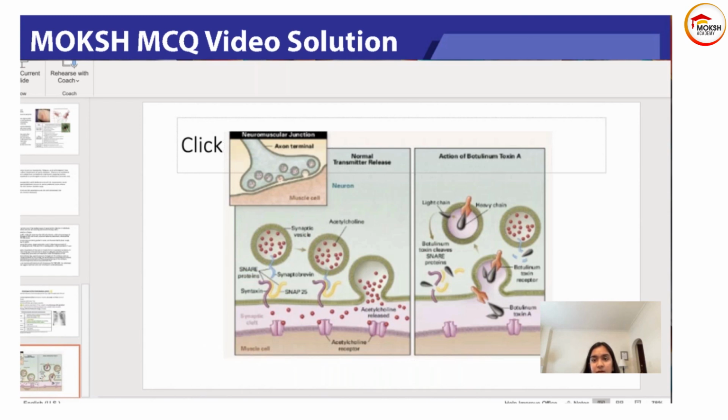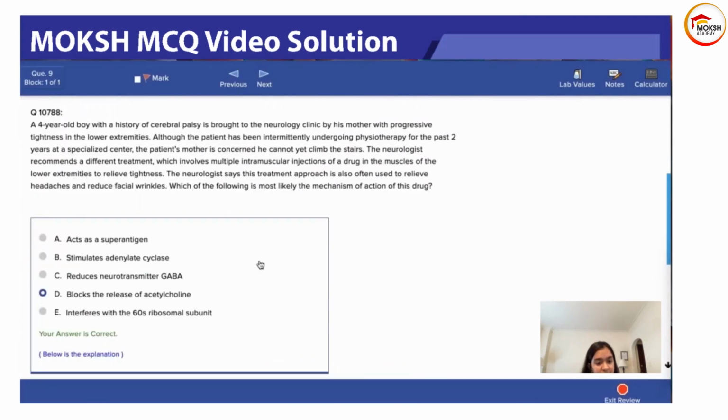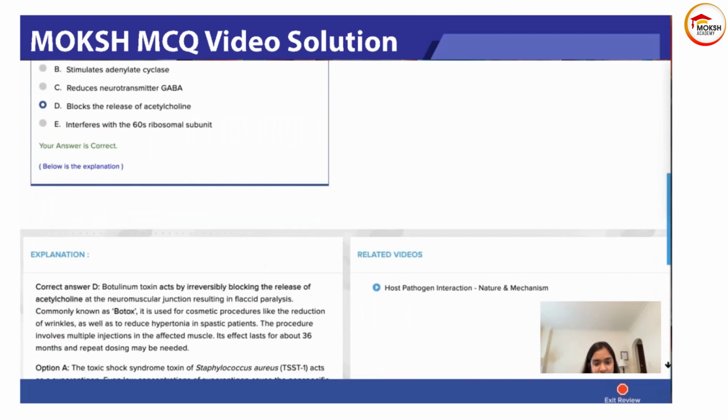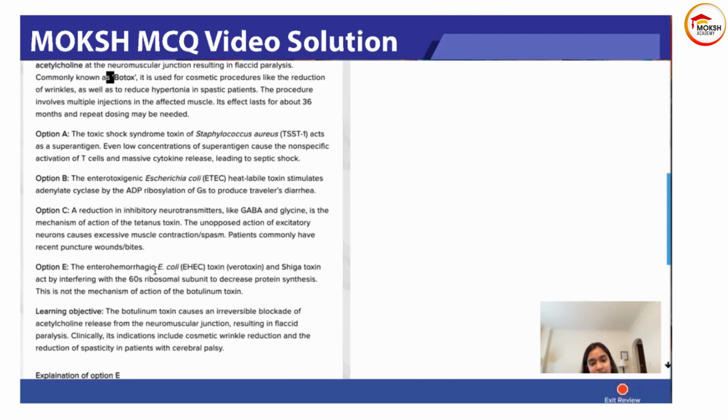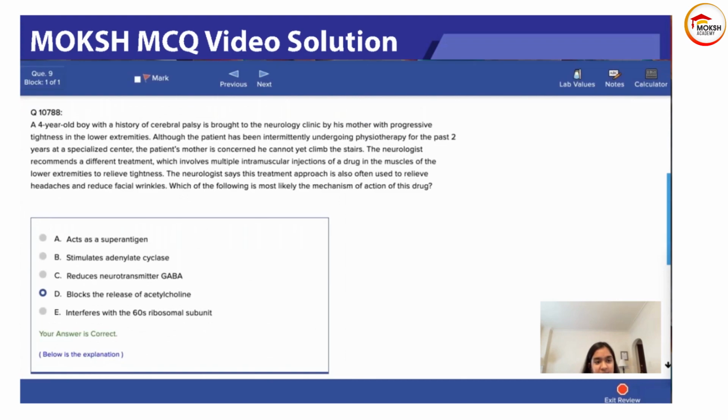Okay, and so that was about that. This is a very high yield question because you need to know the mechanism of action of Botox, of tetanus toxin, and EHEC Shiga toxin. These are some of the very important mechanisms to remember.